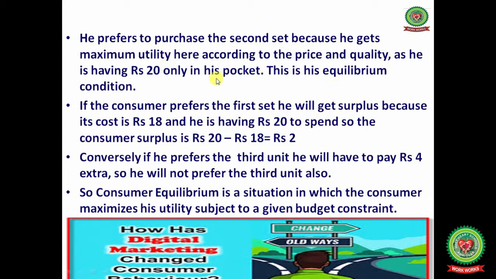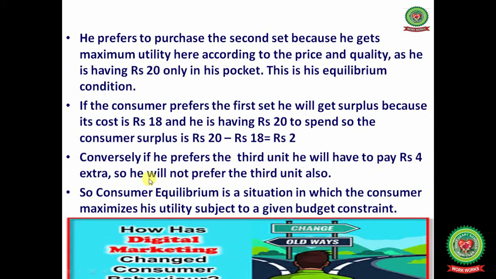Now the consumer will prefer to purchase the second set because he gets maximum utility here according to the price and quality, as he has only ₹20 in his pocket. This is his equilibrium condition, as the price of the commodity and the money in the pocket of the consumer remain the same. If the consumer prefers the first set, he will get a surplus because it costs ₹18 and he has ₹20 to spend. So the consumer surplus is equal to ₹2.